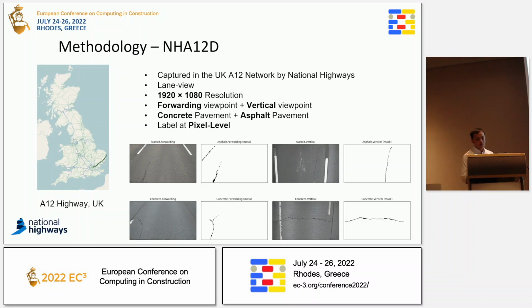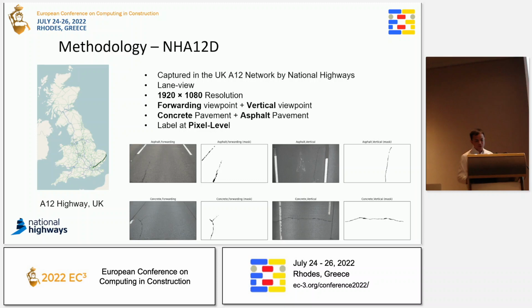First, we present a data set called NHA12D, the National Highway A12 data set. The A12, as shown over here in the map, is one of the main strategic road networks in the UK, and is managed by National Highways. We captured the data set over there with the National Highways surveying vehicles, and there are some example images.